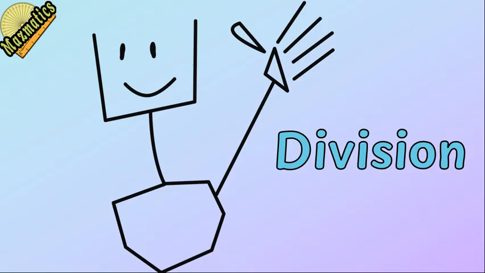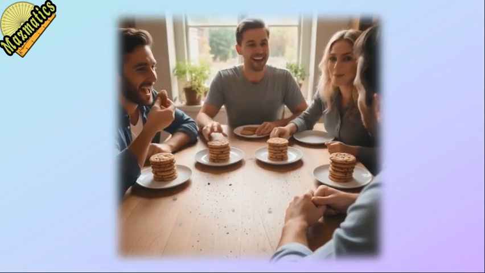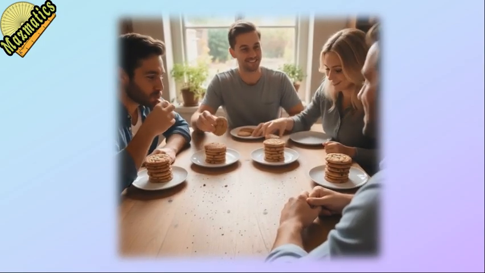Let us look at a simple problem first. Imagine you have 92 cookies. You want to share them equally among 4 people. To find how many cookies each person will get, we divide 92 by 4. Now we need to find 92 divided by 4.